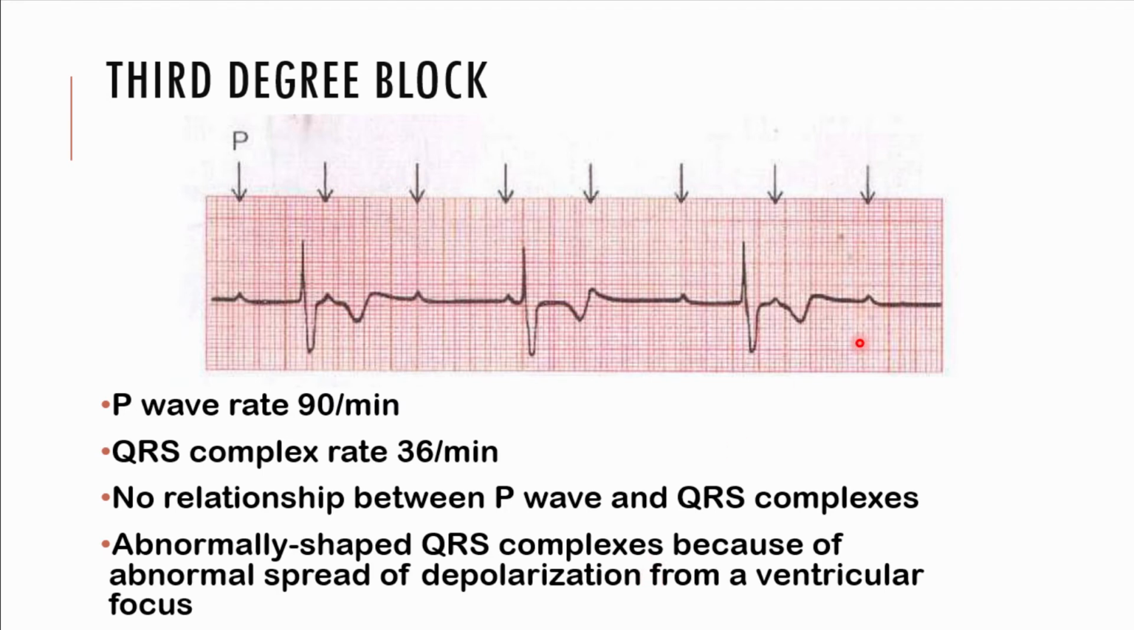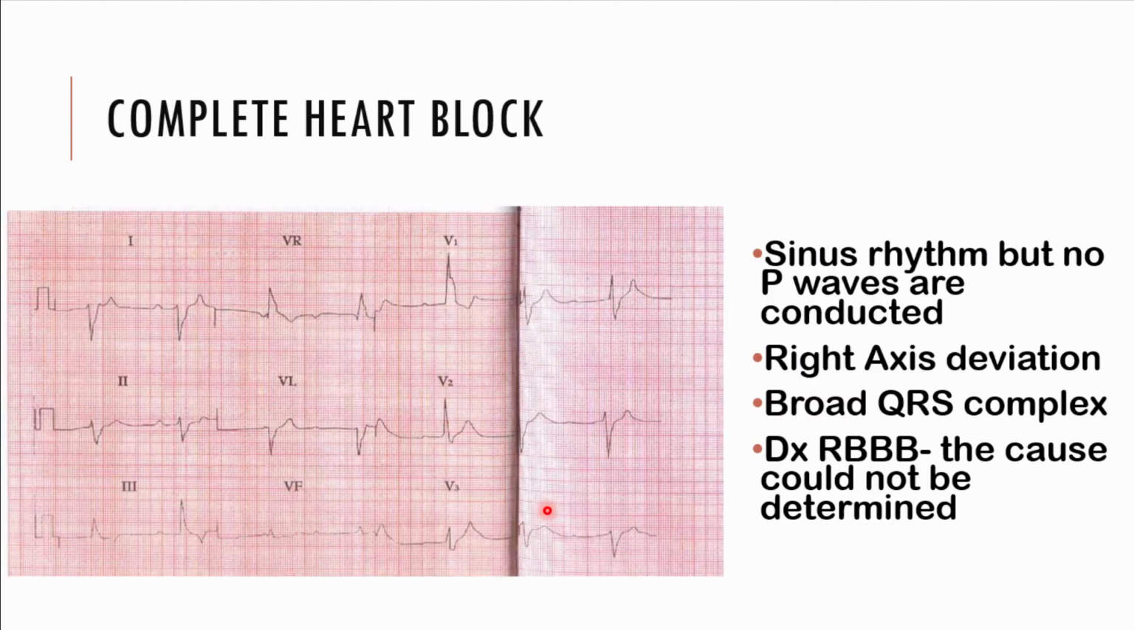So here's another example of a third degree heart block. As we can see here, the rate of the atria is about 90 beats per minute, while the rate of the ventricle is about 36 beats per minute. So as you can see, there's no relationship that we can see clearly on this diagram between the P waves and the QRS complex. And of course, having an abnormal shape of the QRS complex means that the depolarization is coming from the ventricles.